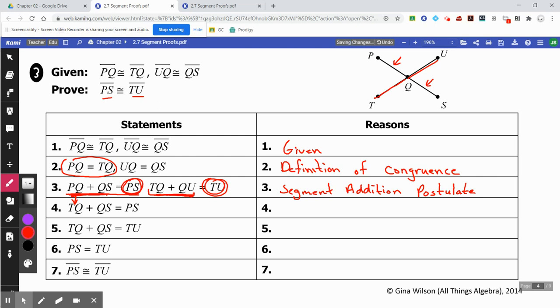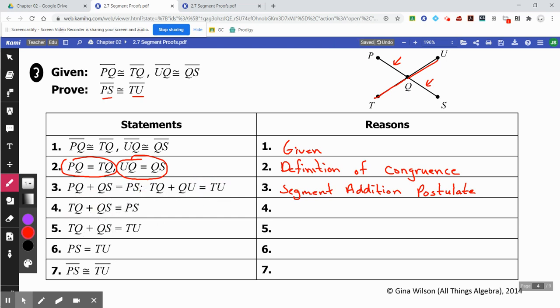And then they're going to take this statement and do the same thing. They're going to say, okay, since I know that this is true, I could take out QU and put in QS. And notice what you now have. These two things are the same. And if PS and TU are equal to the same thing, then they must be equal to each other. So that's the method that they're using here. So let's see if we can figure out these statements that go along with this.